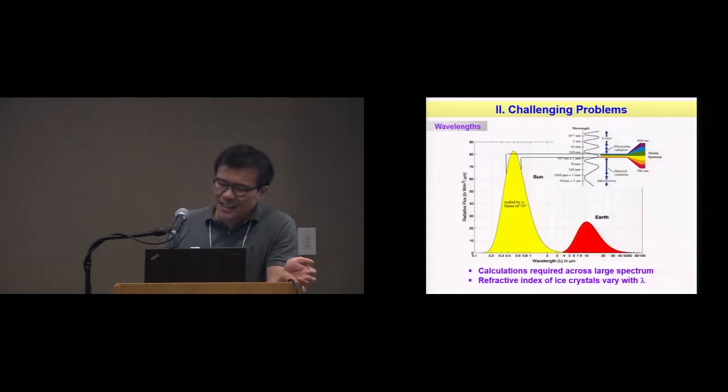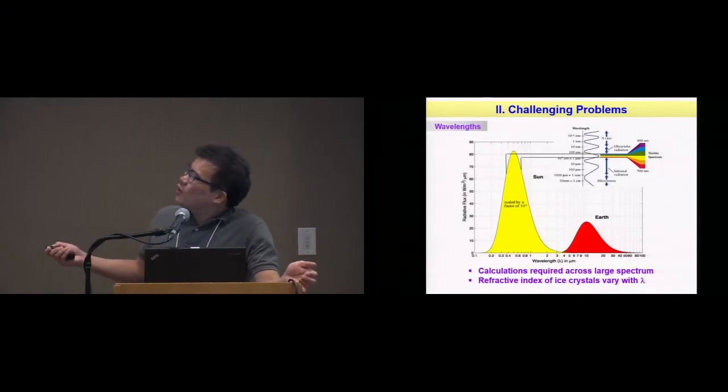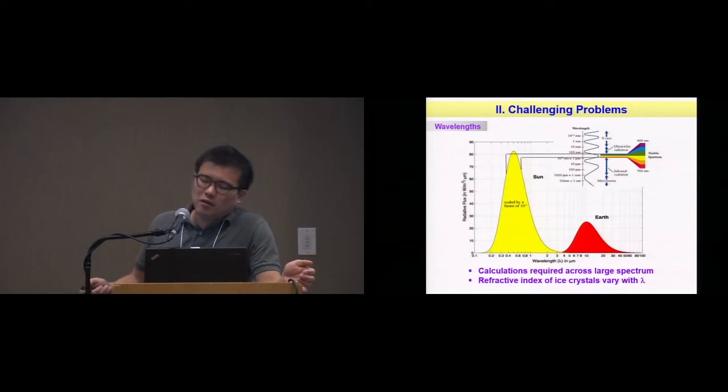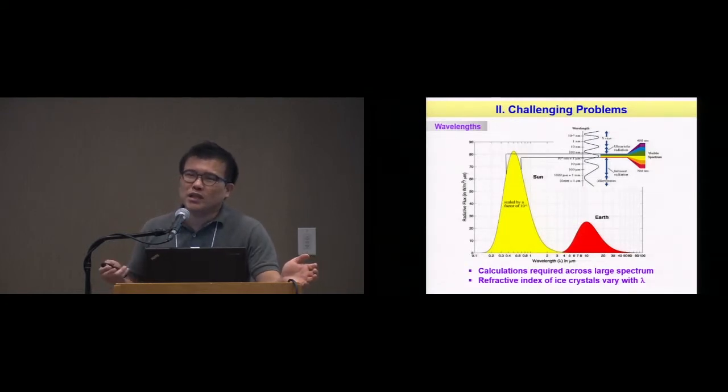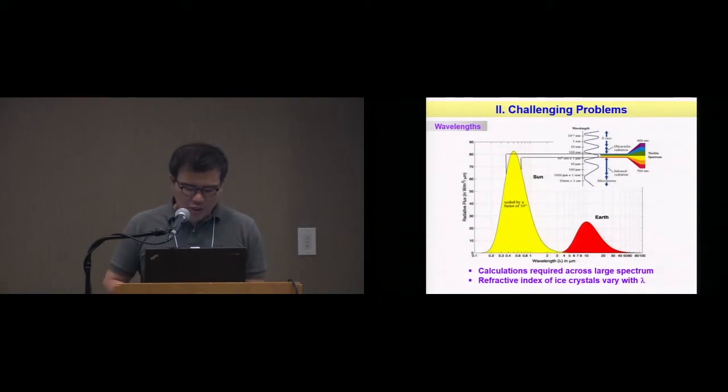Next problem is the wavelength. As we need to calculate the shortwave radiation emitted by sun and longwave radiation emitted by Earth, since the refractive index of ice crystals vary with these wavelengths, we need to calculate the scattering property of ice crystals across large wavelength ranges.